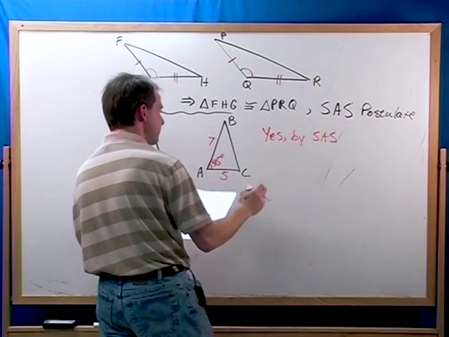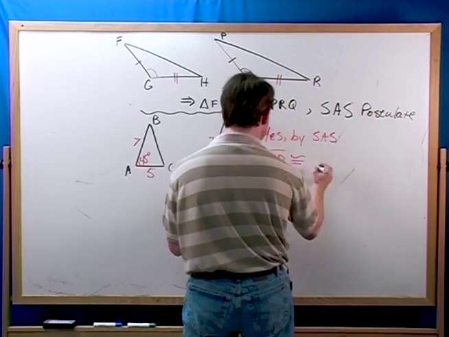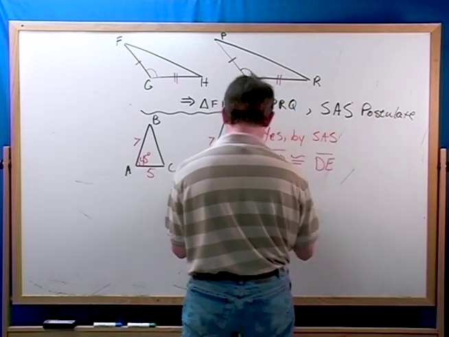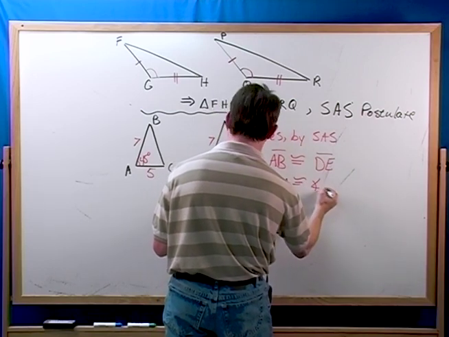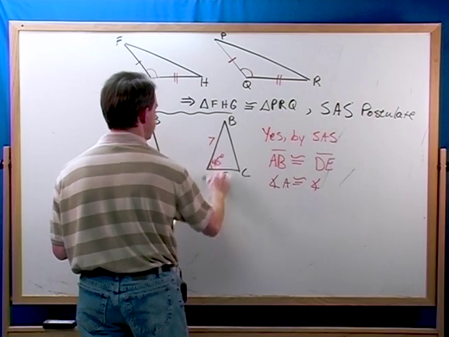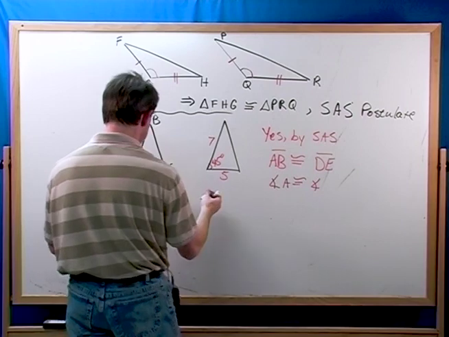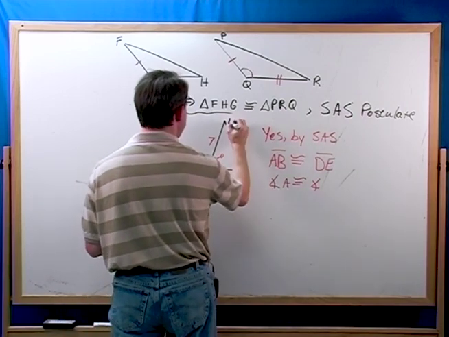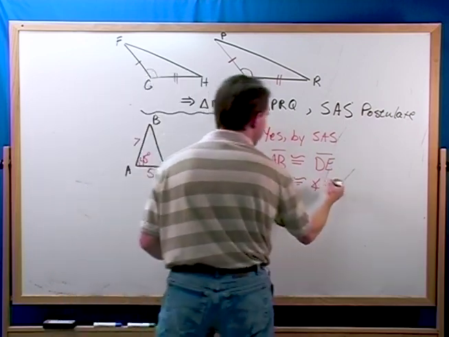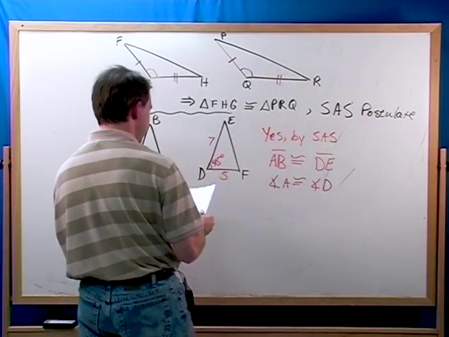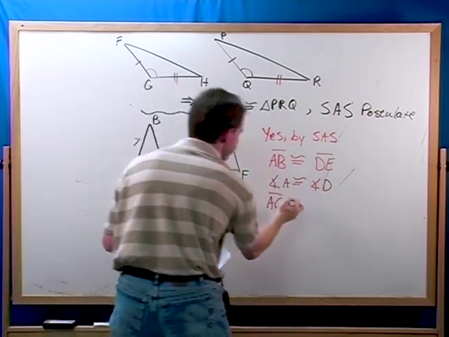postulate. And what this means, to break it down, is you would say that AB is congruent to DE. You would also say that angle A is congruent to angle, I drew my triangle a little bit wrong here. Just to make it clear, we're going to make this D, E, F. Angle A is congruent to angle D. And then AC, which is this one here, is congruent to DF.